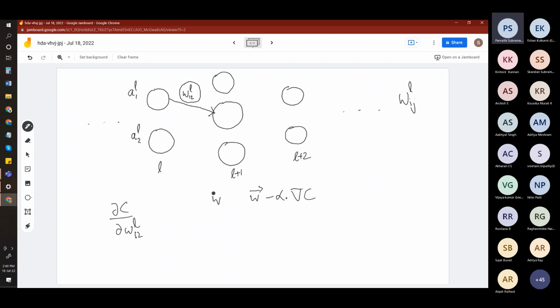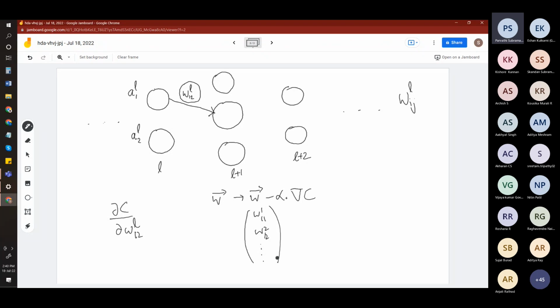So the new updated weight vector will be W minus alpha times grad C, where alpha is the learning rate, which we just saw. And remember, W is the entire vector of weights. So W would include all the weights starting from the first neuron of the first layer to the first neuron of the second layer, and so on. W is this entire vector consisting of all the weights in the neural network.